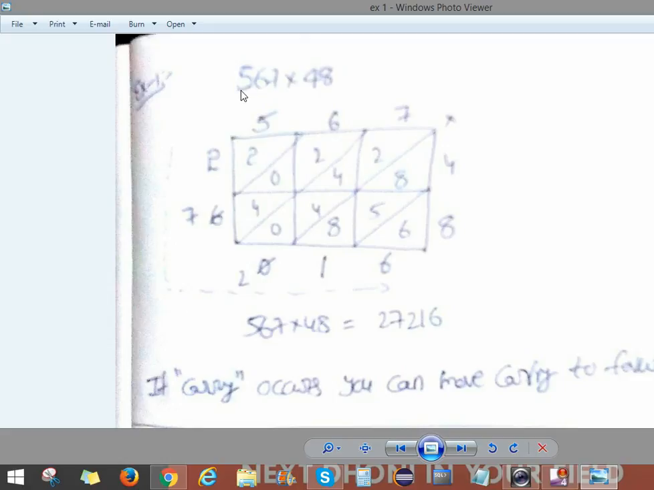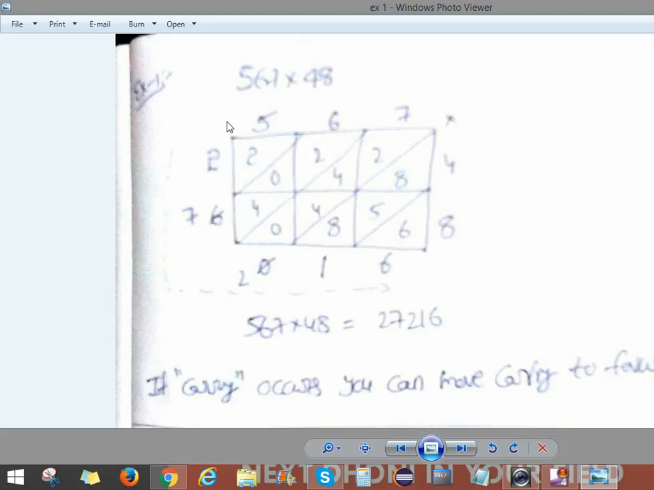Taking an example of 567 into 48, see here we can take one rectangular box having 3 columns. Why 3 columns? Because it's a 3-digit number, you should take 3 columns only, and 48 is a 2-digit number, so we have to take 2 rows only. So depending upon the question, you have to choose the number of rows as well as the number of columns.